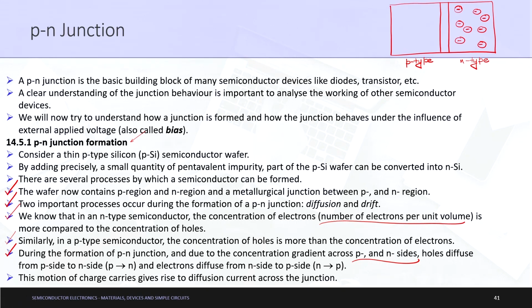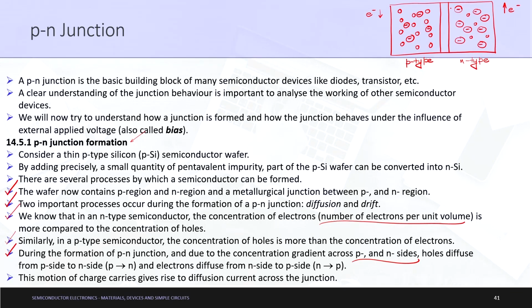Similarly, let us say I represent holes by a single circle. As the minority charge carriers in the P type are electrons, the amount of holes would be greater in the P type, and the amount of electrons will be very less. Here the amount of holes would be very less. So as you can clearly see, there is a concentration gradient for both of these. There is a higher concentration of electrons here and a lower concentration of electrons here.